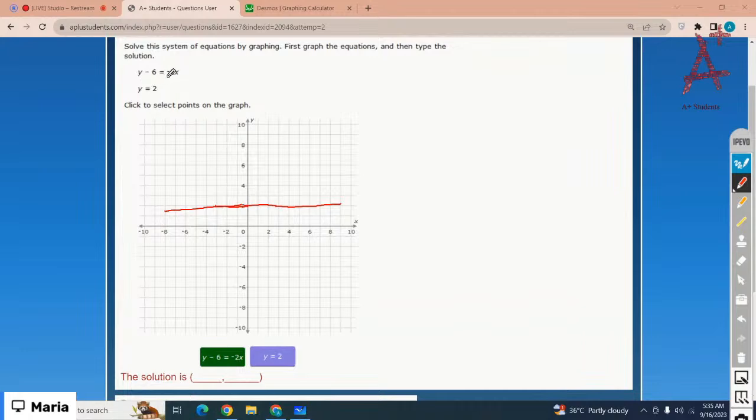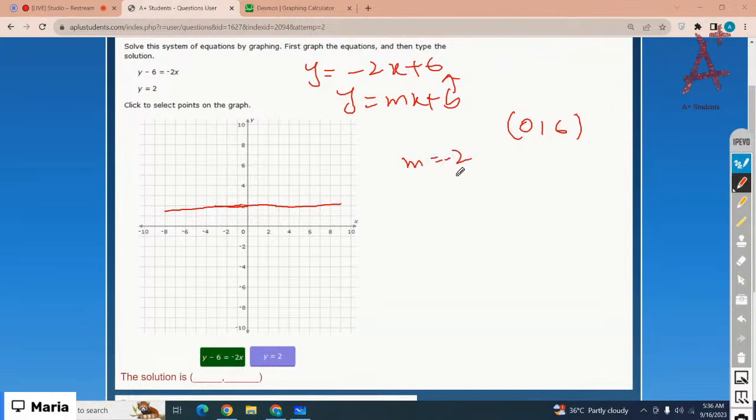Okay, the first one is y minus 6 equals 2x. Let's just rewrite this equation in the standard form. Y equals negative 2x plus 6, right? If you equate this equation with the standard form, b equals 6, that is the y-intercept. Y-intercept is x is 0, y is 6, and the slope is m equals negative 2, that means negative 2 over 1. X is 0, y is 6. Here is the y-intercept, right?